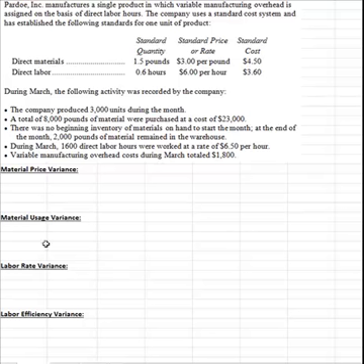So here are the 4 variances: the material price, the material usage, the labor rate, and labor efficiency. Let's start with the material price. What we need is to compare what should have been paid to what was paid.